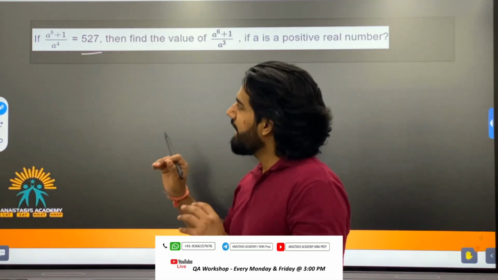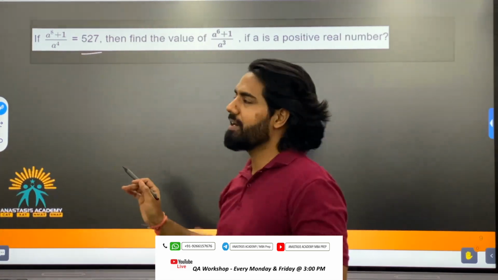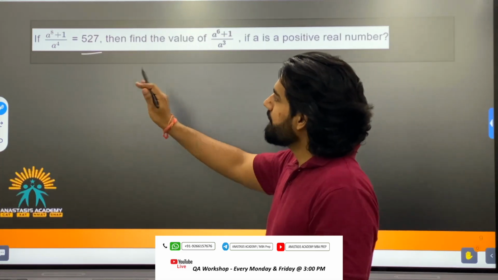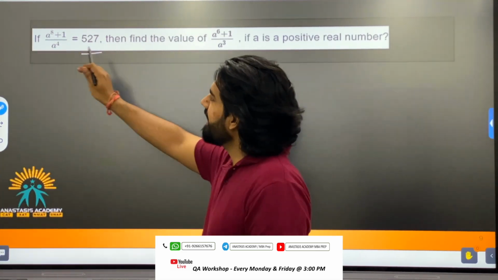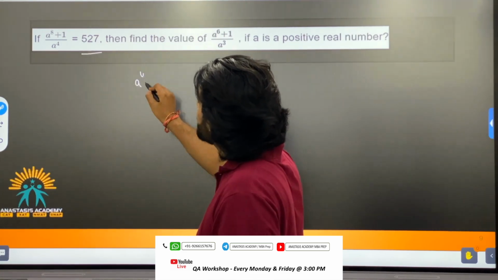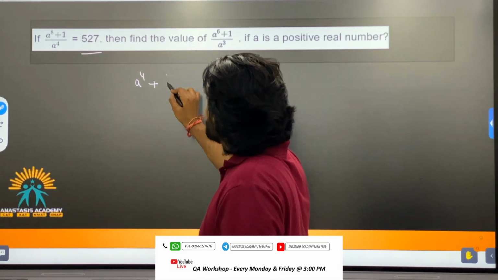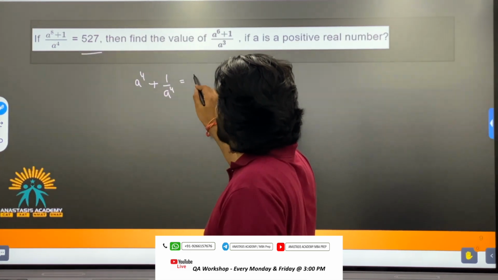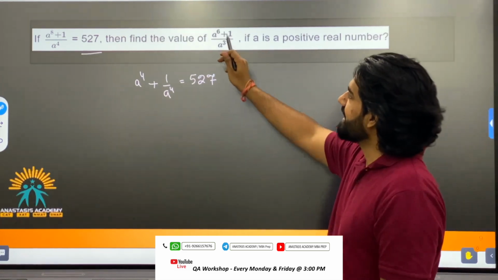But let's just divide this numerator by the denominator and separate out the terms. So it becomes a raised to the power 8 divided by a raised to the power 4, and we get a raised to the power 4 plus 1 upon a raised to the power 4. It is given as 527. And I have to find the value of this expression.